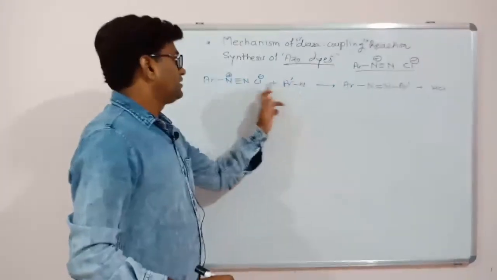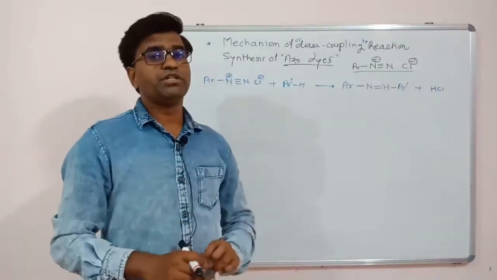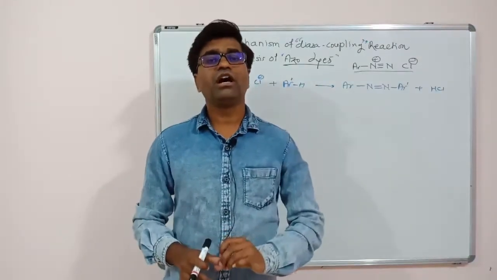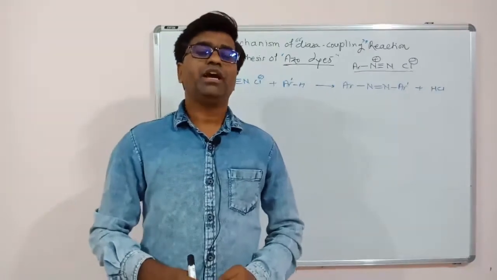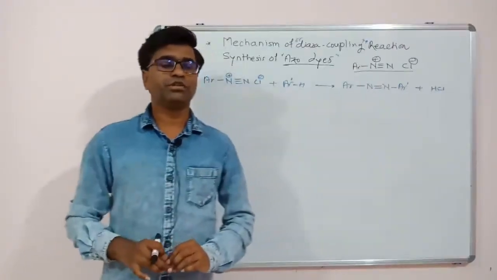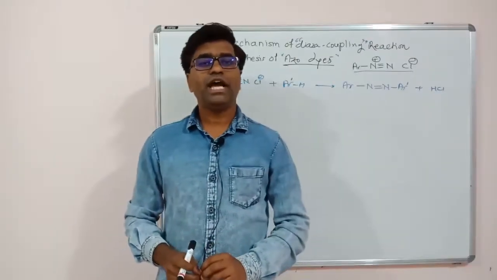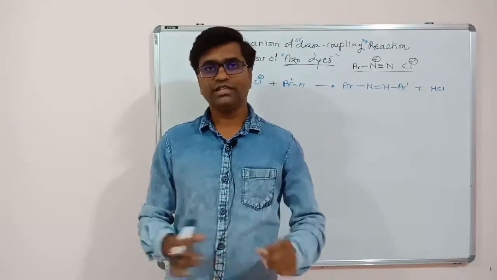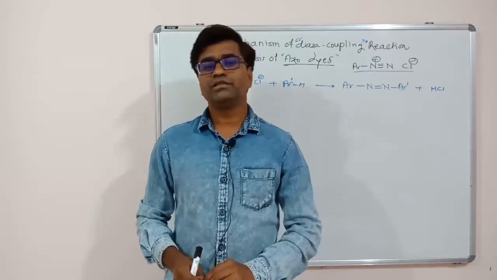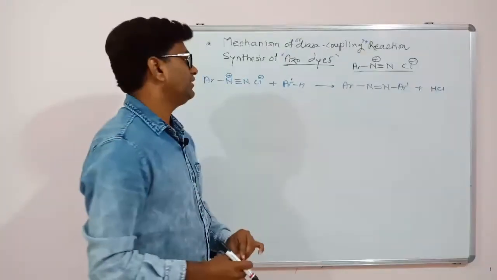So this diazo coupling is mostly observed with phenols or amines, because phenol has an OH group, which is an activator, and amines have an NH2 group on the benzene ring, which also acts as an activator. So that can easily react with our electrophile and gives an azo compound as a product. Now we'll see the mechanism for that.